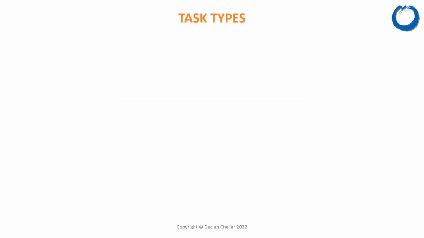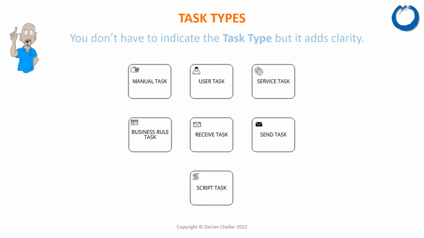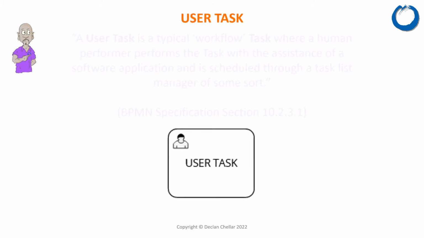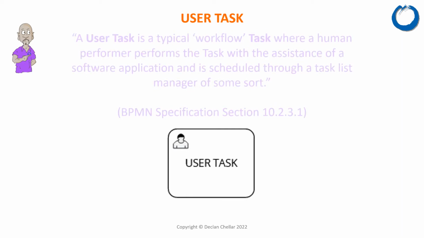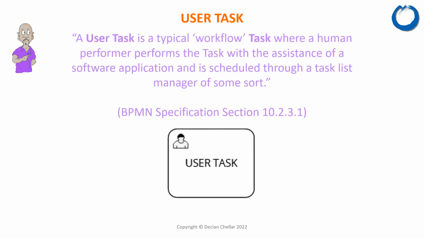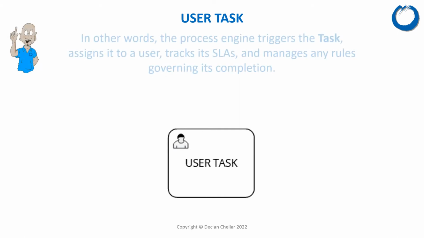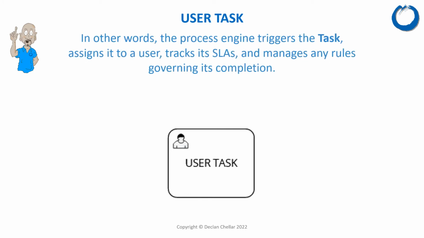Task types. You don't have to indicate the task type, but it adds clarity. User task. A user task is a typical workflow task where a human performer performs the task with the assistance of a software application and is scheduled through a task list manager of some sort. In other words, the process engine triggers the task, assigns it to a user, tracks its SLAs, and manages any rules governing its completion.